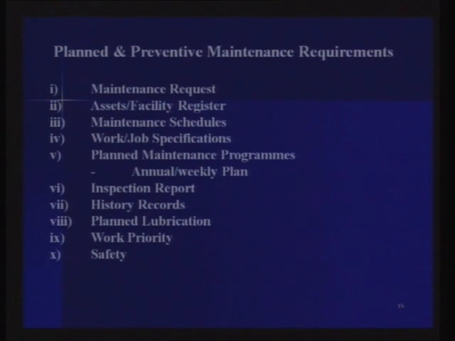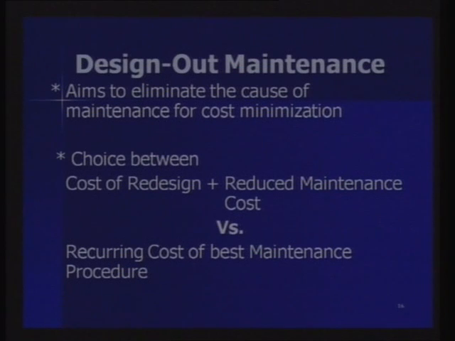Planned maintenance program, annual and weekly plan, inspection report, history cards. From that we can find out how many times in a year this equipment fails and what kind of failure it has, so that pre-planned action can be taken. Planned lubrication, work priority and safety. These are the requirements for planned and preventive maintenance.